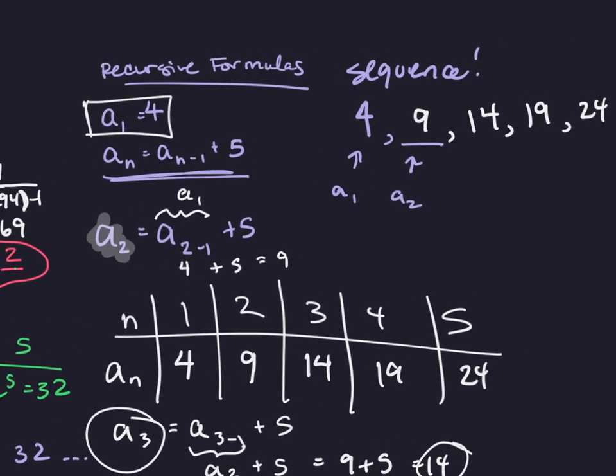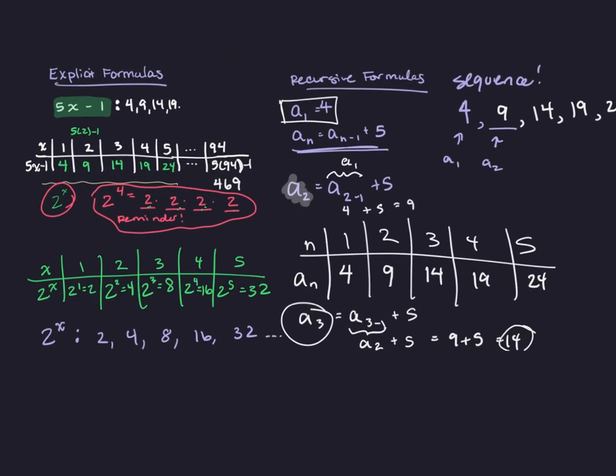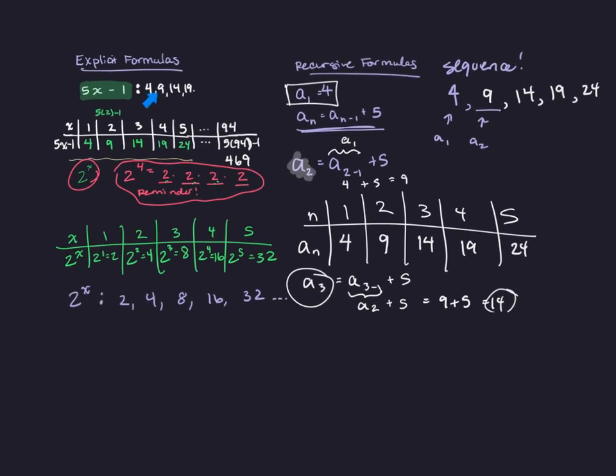And lo and behold, hey, hang on a second. 4, 9, 14, 19. These are actually the same formula. So this is an explicit formula, and this is a recursive formula for the exact same sequence.